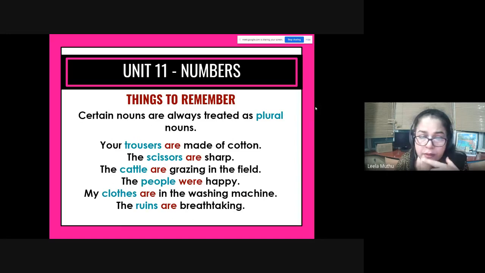Okay? Certain nouns are always treated as plural nouns, like trousers or pants. My pants are torn. My trousers are torn. So your trousers are made of cotton. Plural verb is being used. The are is a plural verb. Okay. Your trousers are made of cotton. The scissors are sharp. The cattle are grazing in the field. The people were. Was is for singular nouns. Were is for plural nouns, right? So my clothes are in the washing machine. The ruins are breathtaking. Ruins meaning old buildings which are broken down, which are really ancient, can look beautiful. It doesn't have to be a modern building to look beautiful, right?